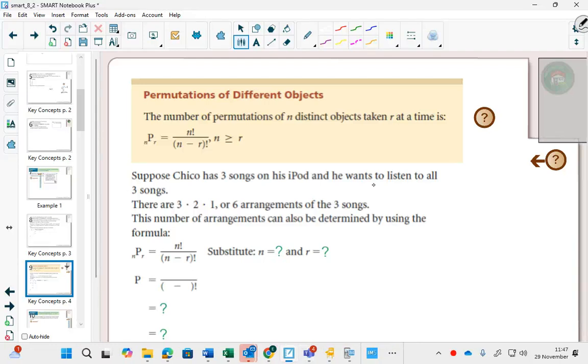Permutations of different objects. This formula is on your formula sheet, and I'm going to tell you that we're hardly ever going to use it. But it says the number of distinct permutations of n objects taken r at a time. And when it's said that way, it makes hardly any sense. But we'll go to an example and see what this looks like.